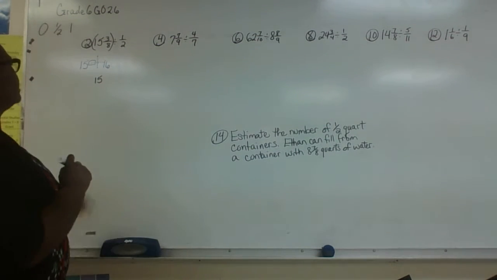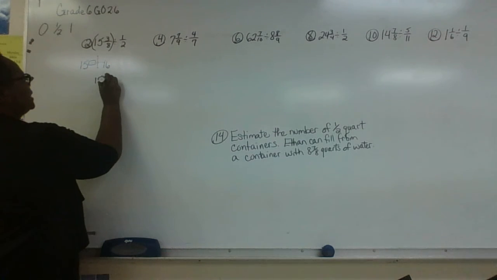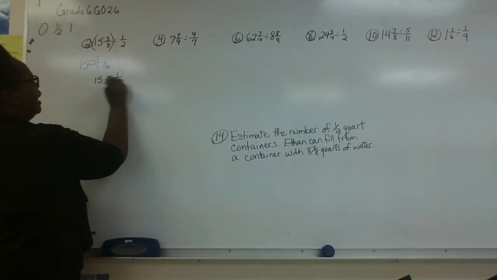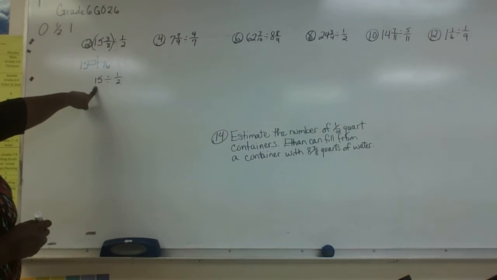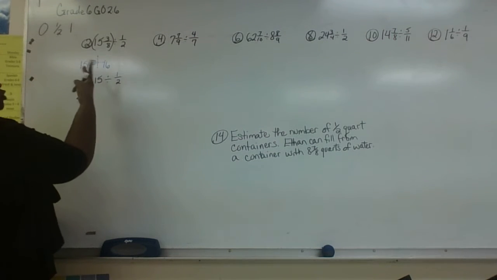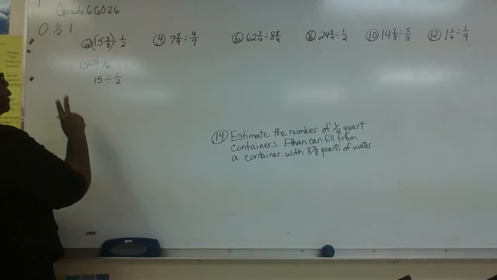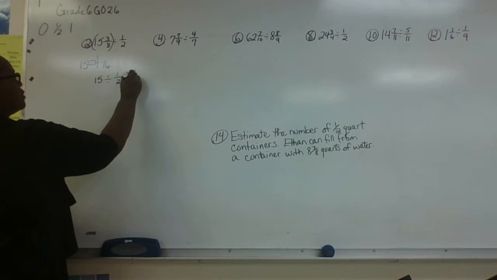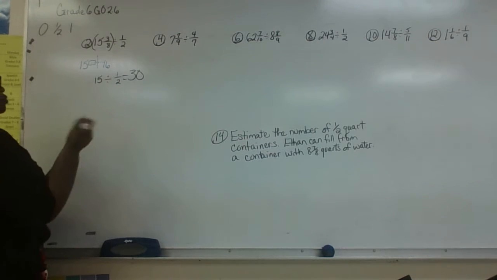Now, let's take a look at this fraction. It is already a half, so I keep it at a half. So if we have 15 and we divide it into halves, or 2 parts, then 15 divided into 2 parts will give us 30. And what do we mean by that, Ms. Jones? Well, let's take a look.